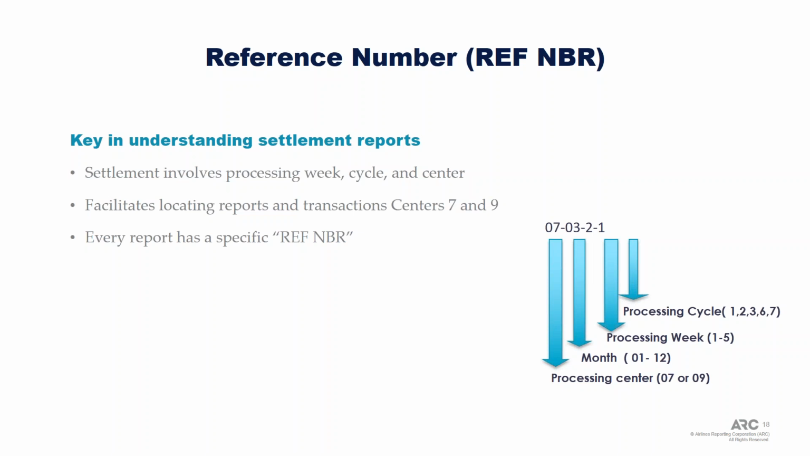Looking at this chart here, you'll see the first set of numbers is going to be the processing center, either 7 or 9. The second set of numbers is going to be the month, 1 through 12. The third number is going to be the processing week, 1 through 5. And then the last number is going to be the processing cycle: 1, 2, 3, 6, or 7. And when there is data available in the normally null files 4 and 5, you will see a 5 under the processing cycle.